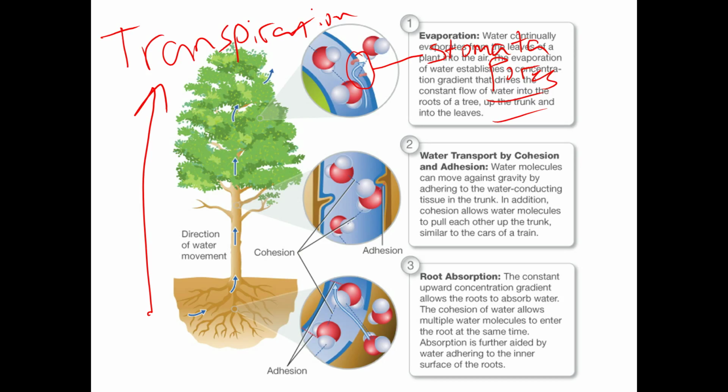Water molecules will also adhere to the inner surface of the vasculature. Right? So it's this cohesive and adhesive nature that allows water to move against the force of gravity. So the water can be transported up to the top of a tree or a shrub.